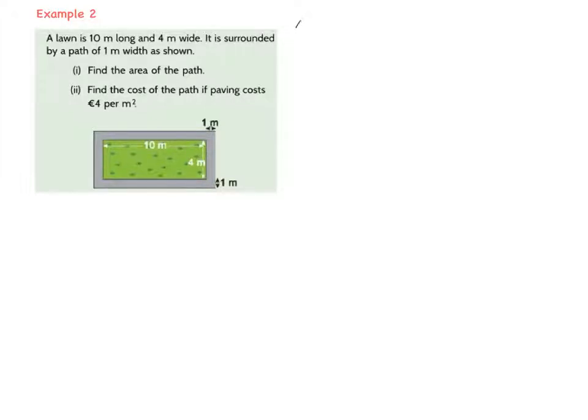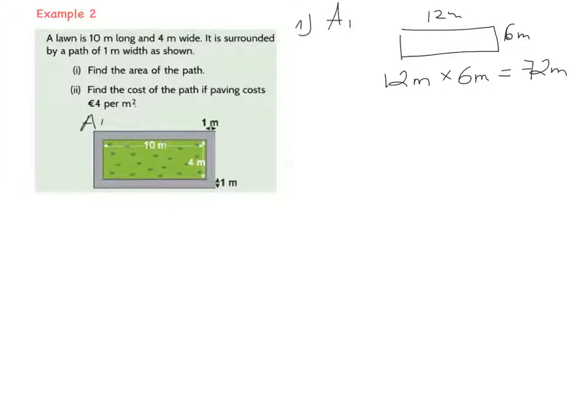So let's start. First step, area 1, and area 1 is the huge rectangle. Here we need to multiply this side by this side. This is 10, but we know this little distance here is 1 meter, so here we have 12 meters altogether, and the same here, 4 meters plus 1 plus 1, 6 meters. So we multiply 12 meters by 6 meters, which is 72 square meters.